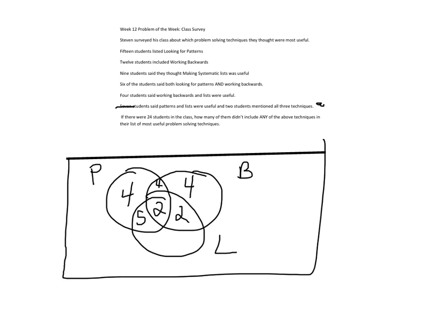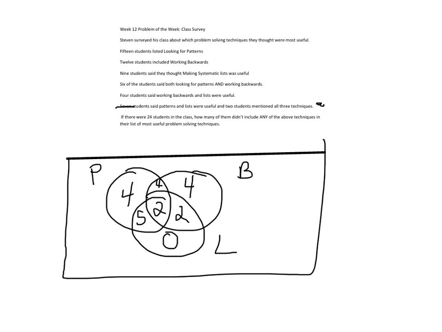And 9 students said that they thought making systematic lists was useful. Well, notice that we have 9 already in the lists circle, 5 plus 2 plus 2. So we don't have anyone who said only lists. Everybody who had lists in their list of techniques also had one of the other 2, working backwards or looking for patterns.